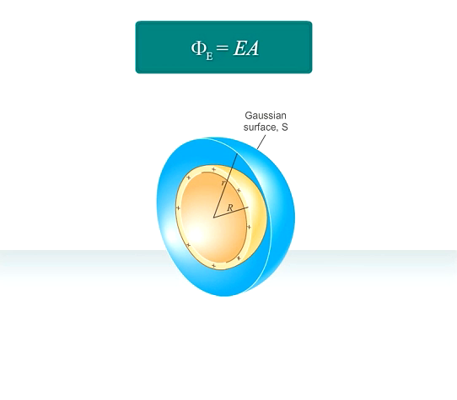The electric flux will then be equal to the magnitude E of the electric field times A, the area of the Gaussian surface. For a spherical surface, the area is equal to 4 times pi times r squared, where r is the radius of the sphere. Gauss's law will now allow us to find an expression for the magnitude of the electric field at the Gaussian surface, which is a sphere a distance of little r away from the center.